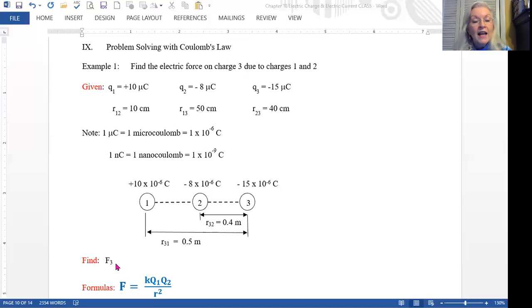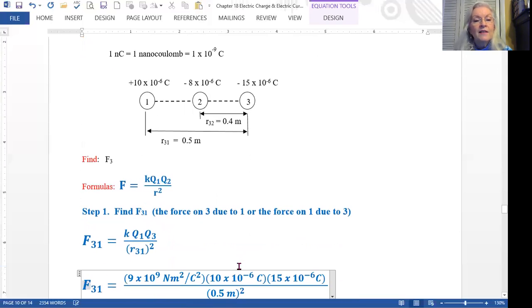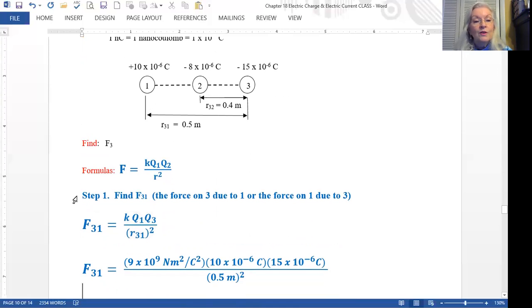We're trying to find F3, so that's the force on charge 3 because of the other 2 charges. And we need to remember, since we're solving for force, F is equal to K, Q1, Q2 over R squared. That's our formula. So we just break it down into parts. We find the individual forces and then add them together and calculate the total force. So step 1, we want to find F31, the force on charge 3 because of charge 1.